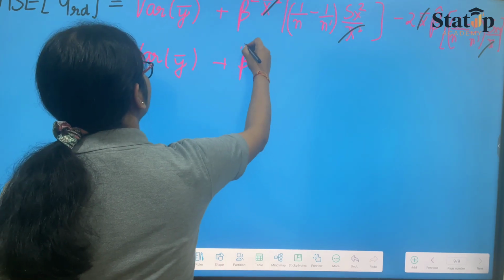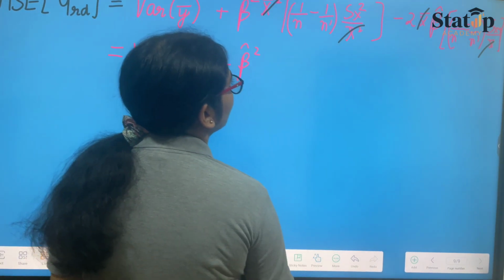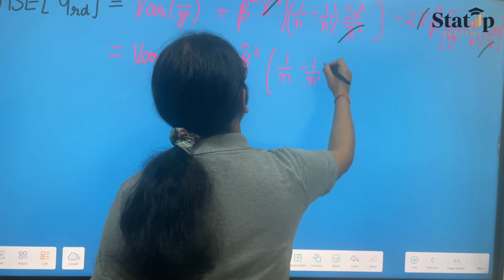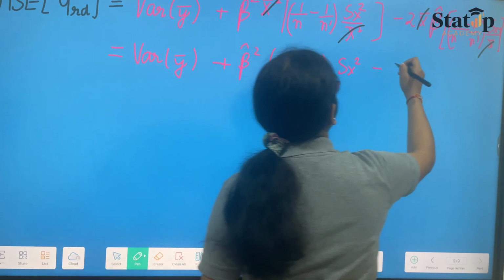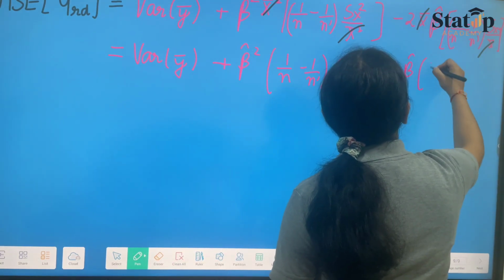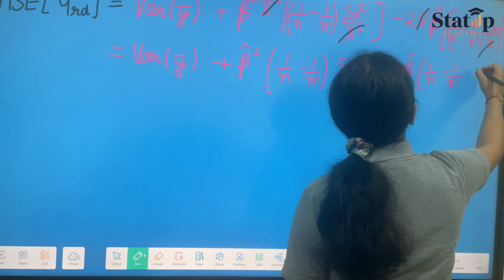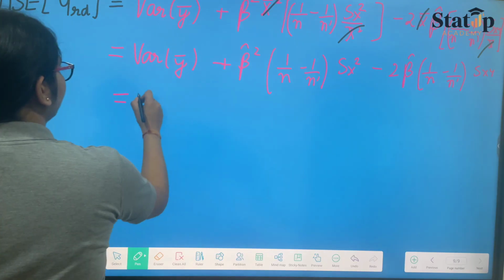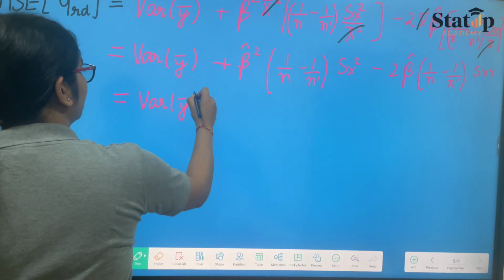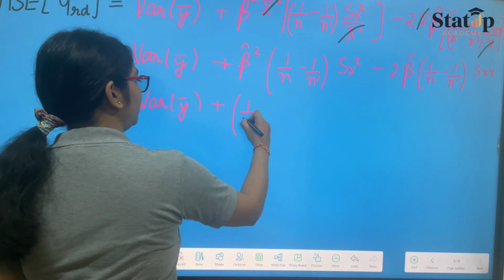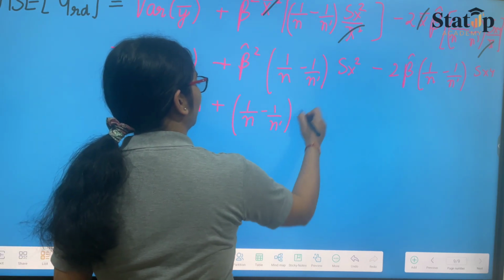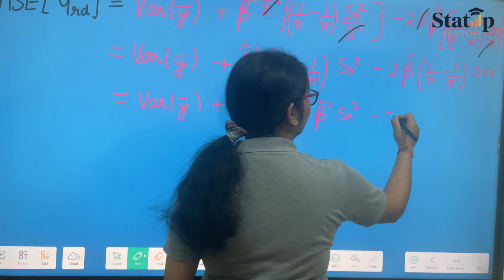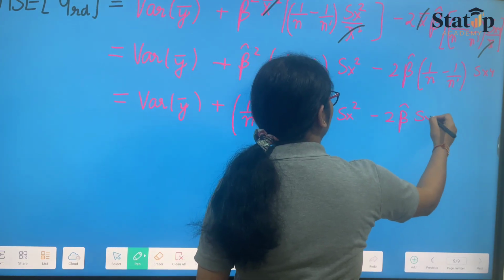plus beta cap square into (1 upon n minus 1 upon n prime) sx square minus 2 beta cap (1 upon n minus 1 upon n prime) into sxy. Taking 1 upon n and 1 upon n prime common, we will get variance of y bar as (1 upon n minus 1 upon n prime) times, we take common, and we are left with beta cap square into sx square minus 2 beta cap sxy.